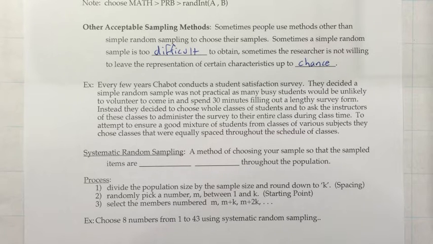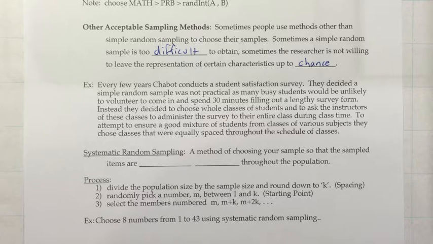So here's an example that I'd just like to have kind of floating in the background before we get into the alternative methods. Every few years, Chabot conducts a student satisfaction survey. They decided a simple random sample was not practical, as many busy students would be unlikely to volunteer to come in and spend 30 minutes filling out a lengthy survey form.